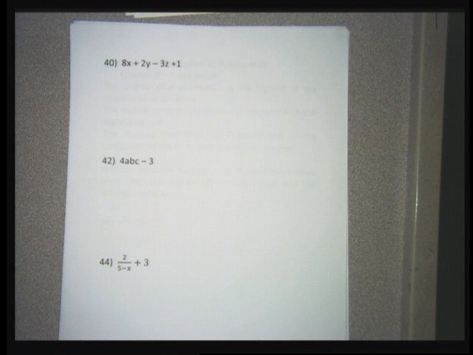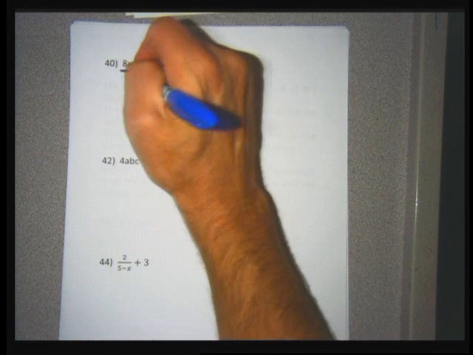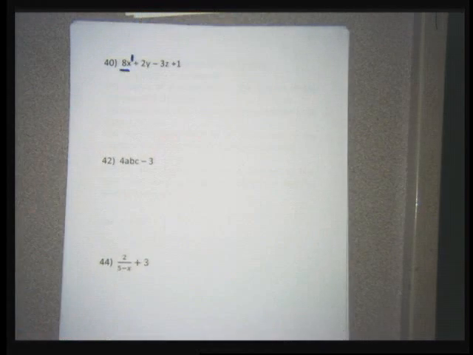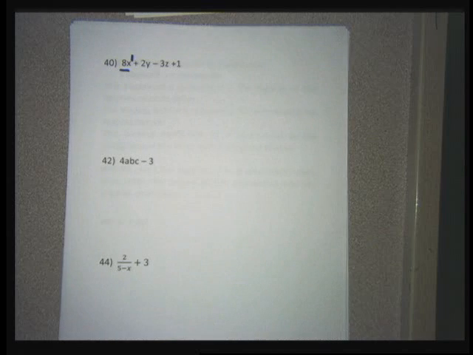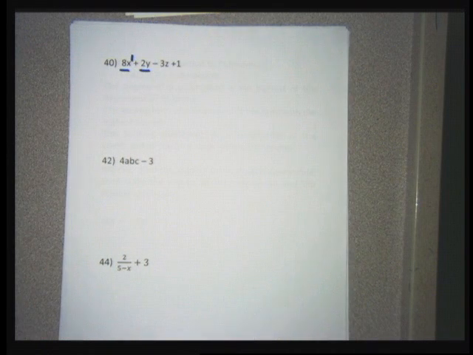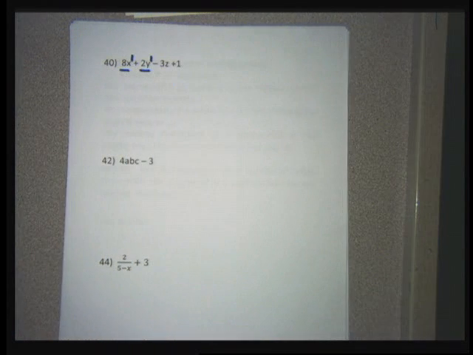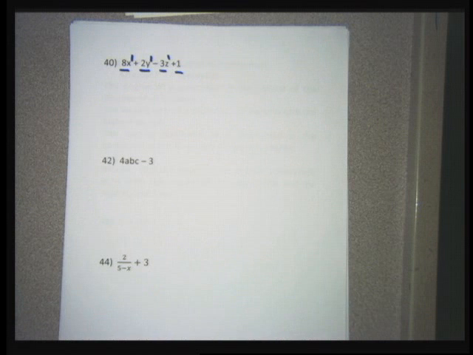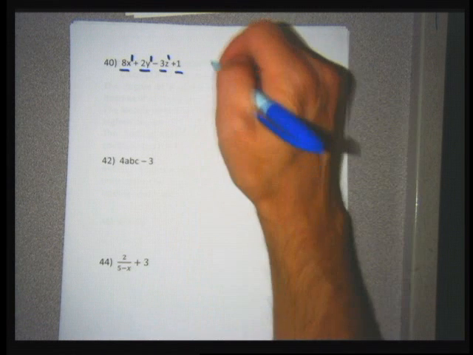When I look at each of the four terms in 40, 8x is a monomial because it has a real number, and then the letter has an x to the first power, which is fine. An exponent of 1 is good, so that's a monomial. The 2y is also a monomial because it's a real number 2, and the letter has a whole number exponent. The 3z is a monomial. It has an exponent of 1, and the 1 is a constant monomial. So I have 4 monomials, and they're separated by only pluses or minus signs. So that makes this a polynomial.